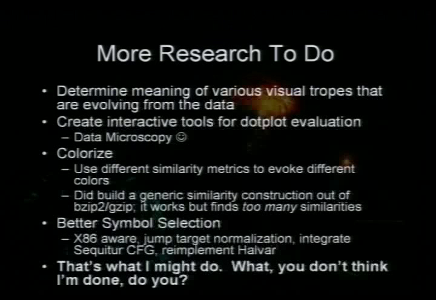Now, there is more research to do. Figure out what these things mean. Create some interactive tools for dot plot evaluation. Do a little data microscopy. Color: different similarity metrics can have different colors. Better symbol selection. I am being an idiot when it comes to this stuff. I don't have a clue what's going on in the x86 layer. My similarity metric is raw bytes. I could have so much better stuff if I had a clue. But right now I've got pretty pictures, and I'll take that too.